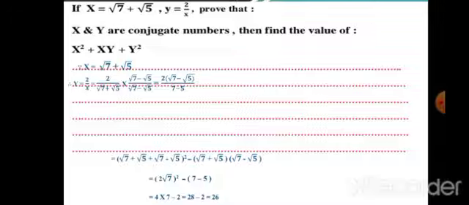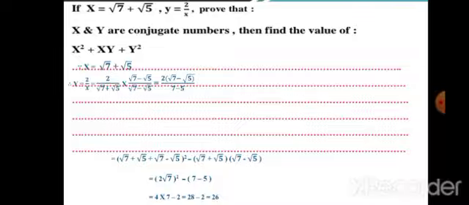If x equal root 7 plus root 5 and y equal 2 over x, prove that x and y conjugate. Since x equal root 7 plus root 5 and y equal 2 over x equal 2 over root 7 plus root 5, multiply this fraction by root 7 minus root 5 over root 7 minus root 5. Okay, 2 times open bracket root 7 minus root 5.